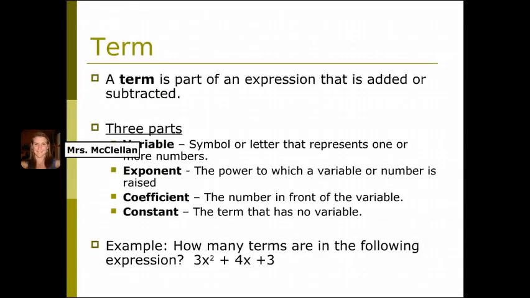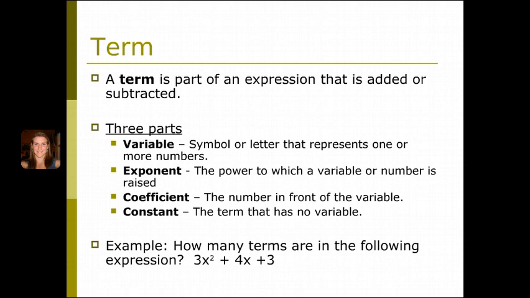Now it's time to give you some of the terminology that we use in algebra, so you'll be familiar with the different parts of equations that we're going to be discussing. A term is a part of an expression that is added or subtracted. There could be 3 parts of a term. A variable, which we discussed briefly earlier, is a symbol or a letter that represents one or more numbers. So anytime you see a letter, that's your variable. It stands for an unknown number.